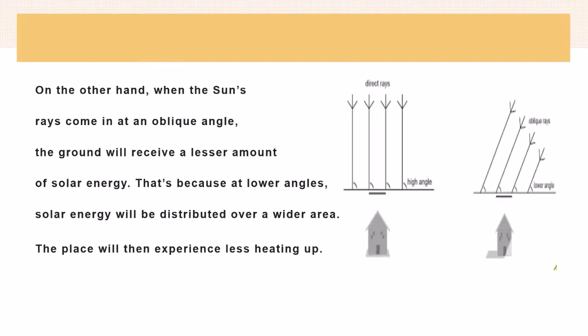On the other hand, when the sun's rays come in at an oblique angle, the ground will receive a lesser amount of solar energy. That's because at a lower angle, solar energy will be distributed over a wider area. The place will then experience less heating up.